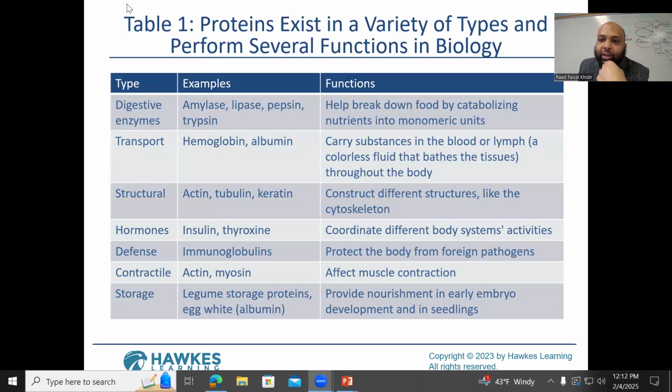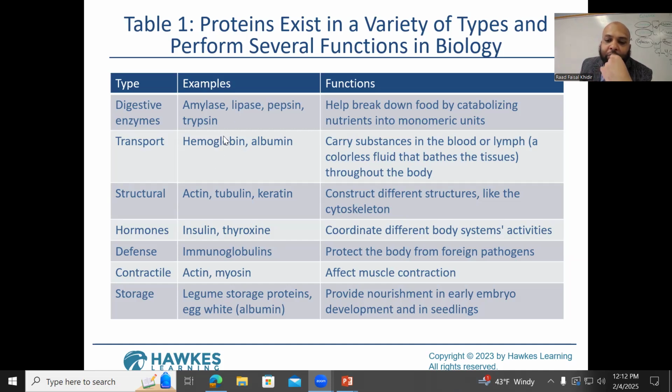So this table here shows you that proteins exist in a variety of types and they perform several functions. So there are digestive enzymes like amylase, lipase, pepsin, and trypsin. They help break down the food by catabolizing the nutrients into monomeric units.